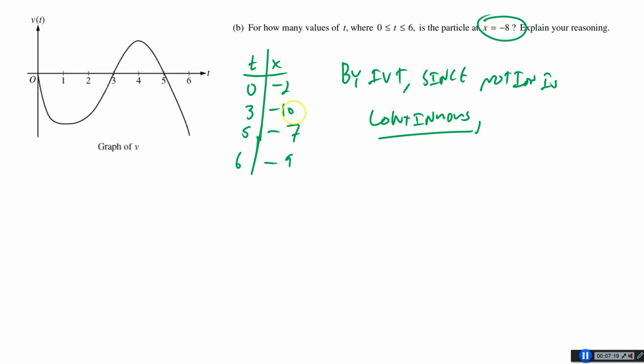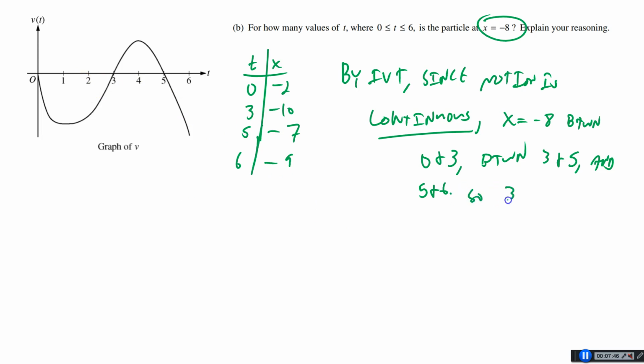Well, that's going to have to happen between 0 and 3. So x equals negative 8 between 0 and 3. And then again between 3 and 5, because we go from negative 10 to negative 7. And also between 5 and 6. Okay, so it looks like 3 times, so at least 3 times. And in fact, 3 times, that's it, right? So 3 times.